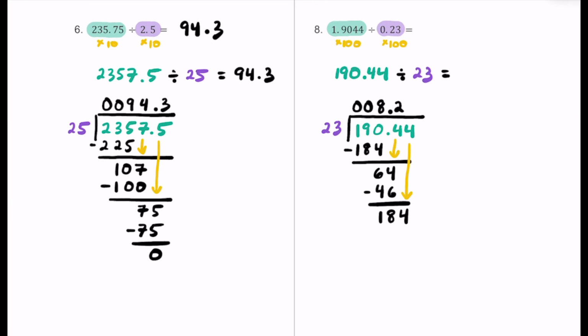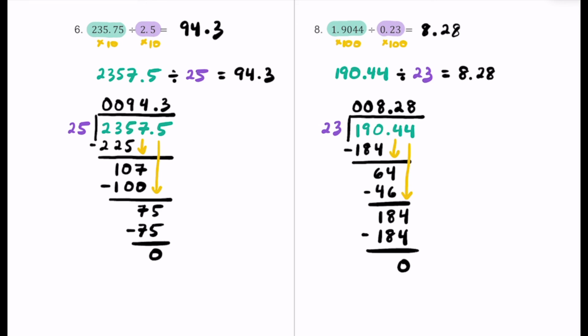Now notice from earlier that we put an 8 here and we got 184. We have this 184 again, so we actually know that this is going to be 8. So 8 times this 23 is going to be 184. So we have a remainder here of 0. So here is our quotient. It's going to be 8 and 28 hundredths. So we can say that the quotient here is going to be 8 and 28 hundredths.